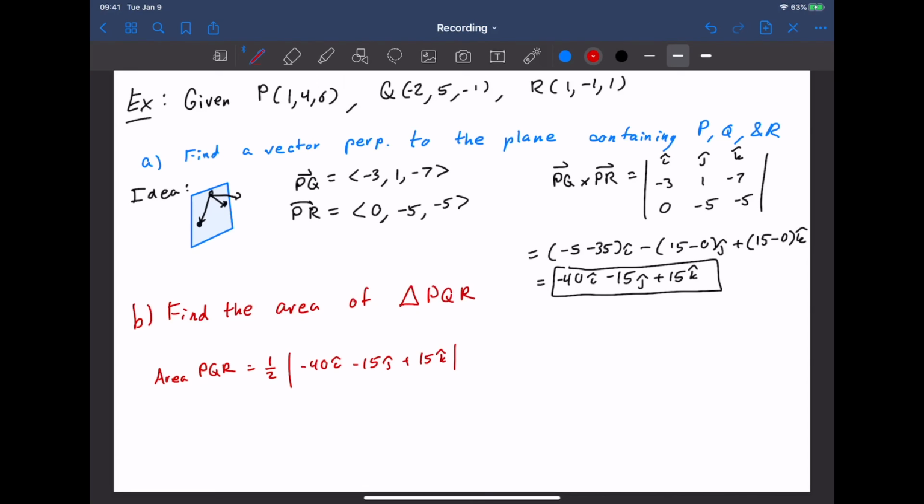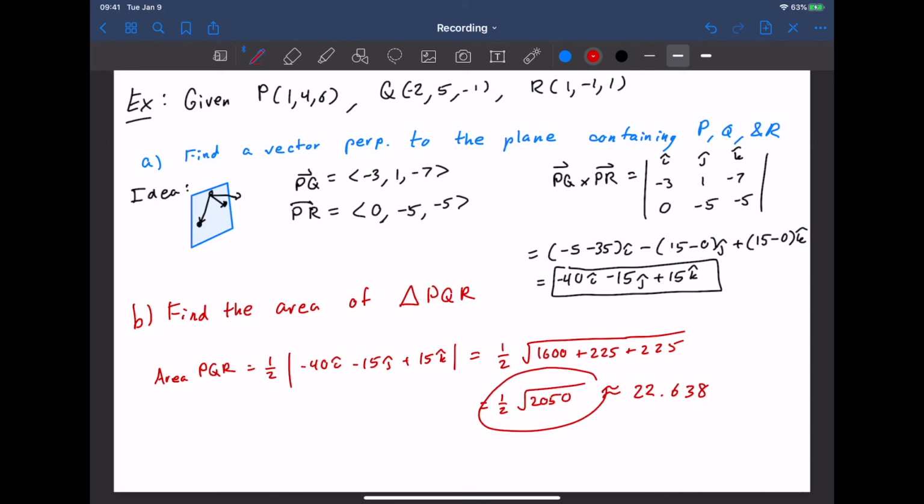Ugly numbers again, right? So that's 1/2 root of 1600 plus 225 plus 225, which is 1/2 root 2050, which is approximately 22.638. Okay, again, the exact answer is preferable, just like on the last slide.